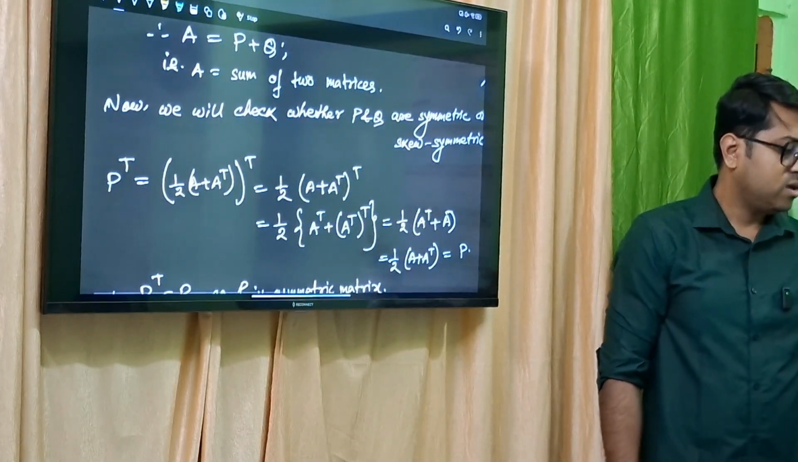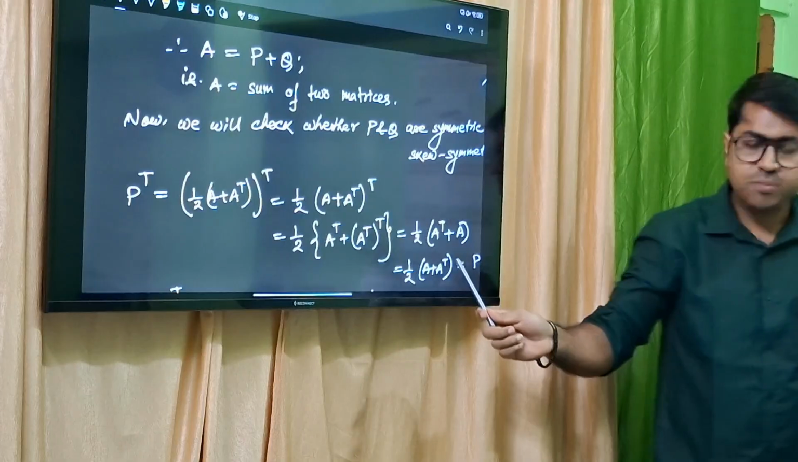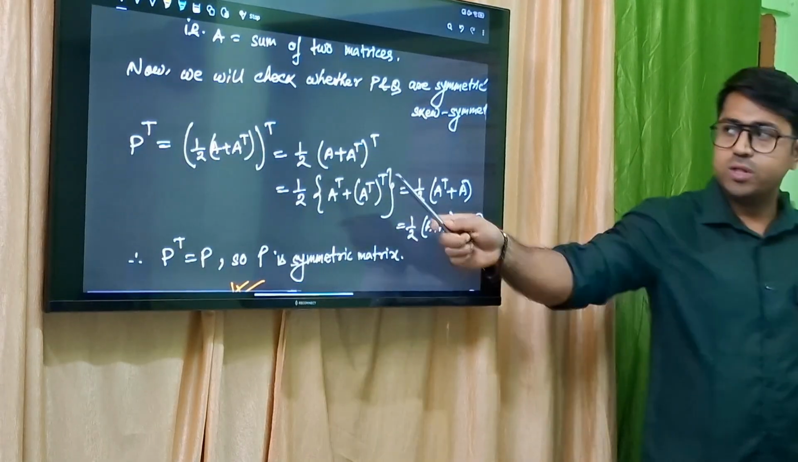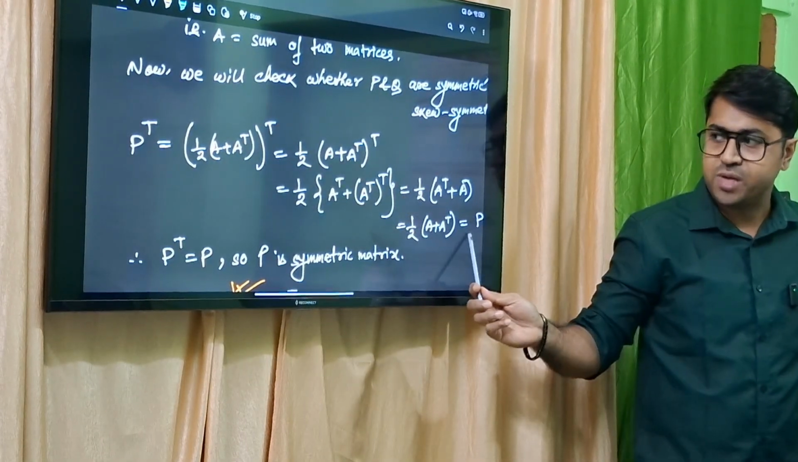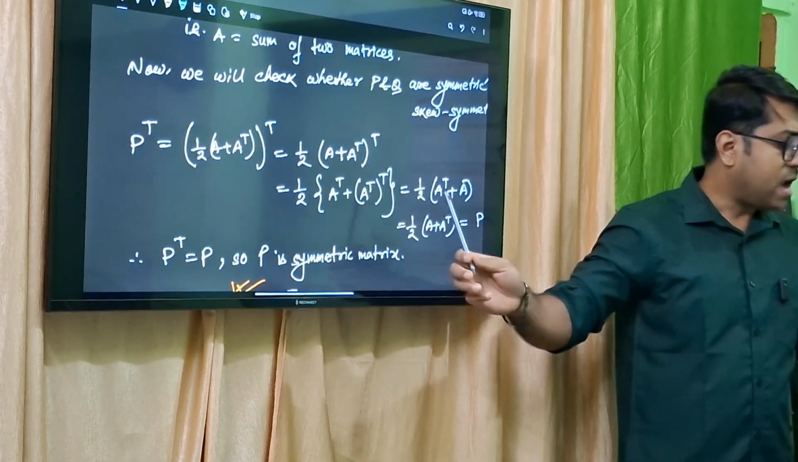P matrix was that only, because half into A plus A dash was taken as P. So I have started with P transpose and I have got the matrix P. That means P is a symmetric matrix. Is it okay? And what about the Q?